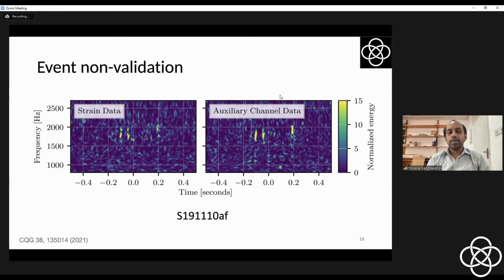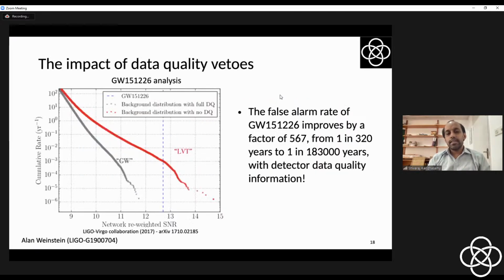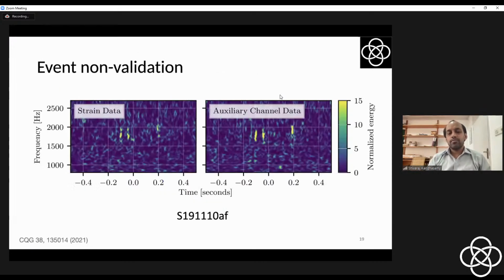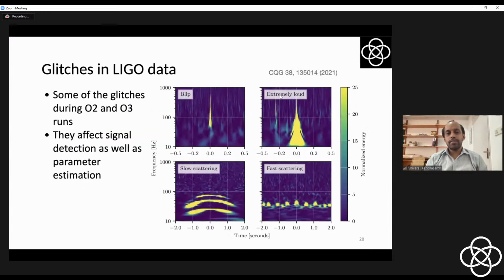So basically, then you say that that alert is not correct. In one case, we increase the significance of the true gravitational signal. In the other case, we identify a false event, and then we retract that event based on further studies. So it helps both ways.